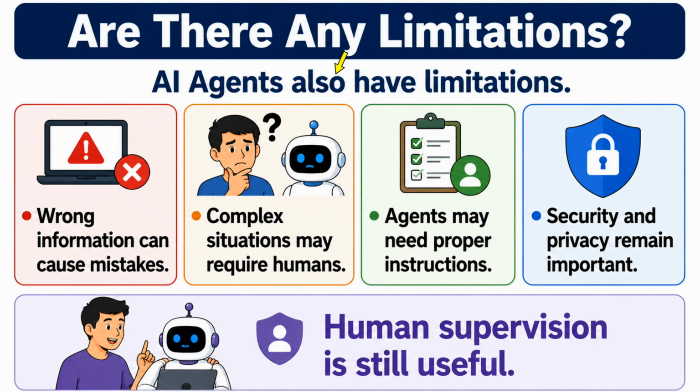Are there any limitations? AI agents also have limitations. First one, wrong information can cause mistakes. Second one, complex situations may require humans. Third one, agents may need proper instructions. Fourth one, security and privacy remain important. Human supervision is still useful.